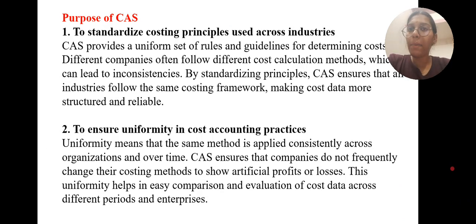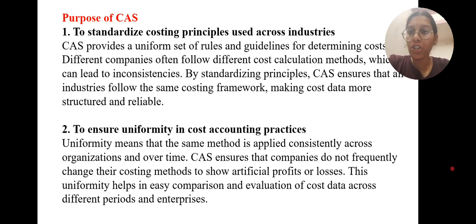So next, the purpose of cost accounting standards. Why is this cost accounting standard being implemented? What is the use of this cost accounting standard? The first one is to standardize costing principles used across industries. First of all, we have to frame a standardized system across the industries so that it will be easy for everyone to follow the same method or format, and it will be easy while comparing the cost sheets of two different companies or two different industries. It will have the same particular format, only the amounts will vary and the expenses made on particular products will differ. So that is the first thing.